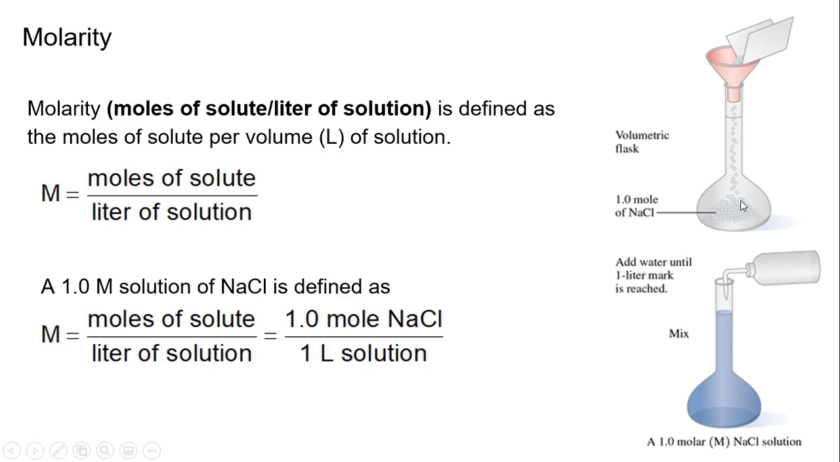1 mole. So let's say that this is 1 mole of sodium chloride in here. You've weighed this out. You know what equals the sodium chloride. 1 mole of sodium chloride equals to. You pour that in the volumetric flask, and then you add water until you get to the line of the volumetric flask for 1 liter.